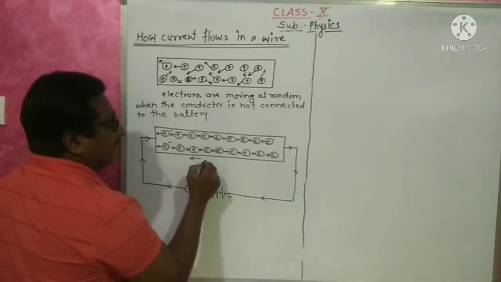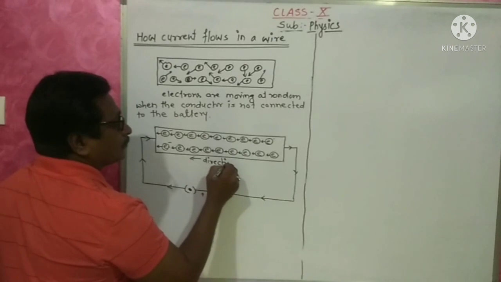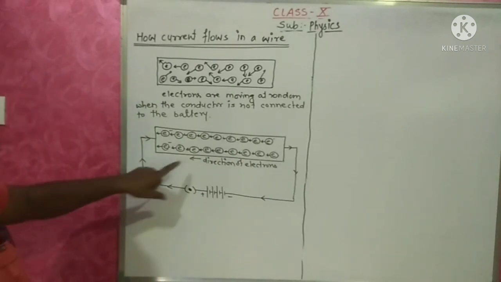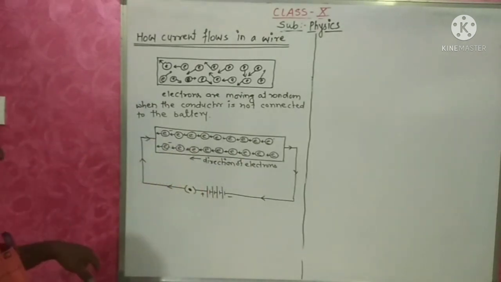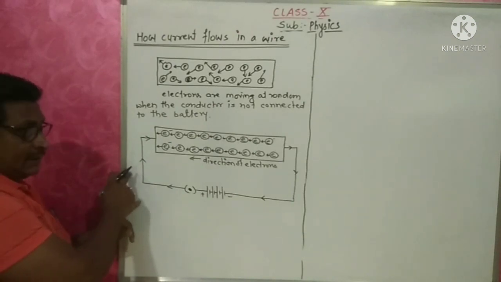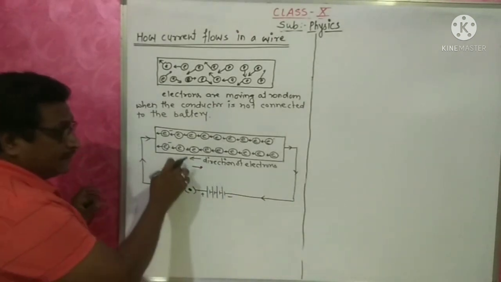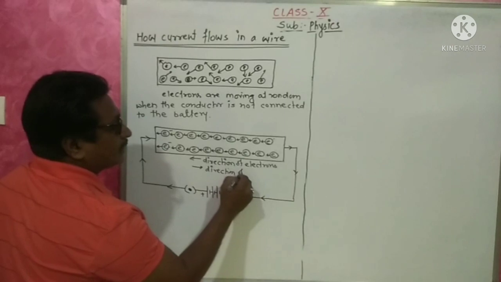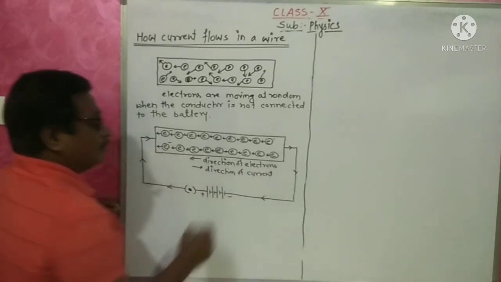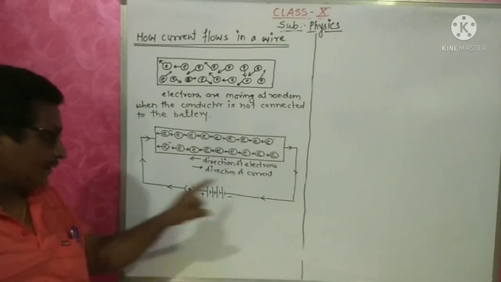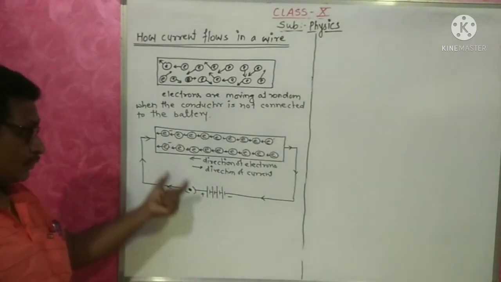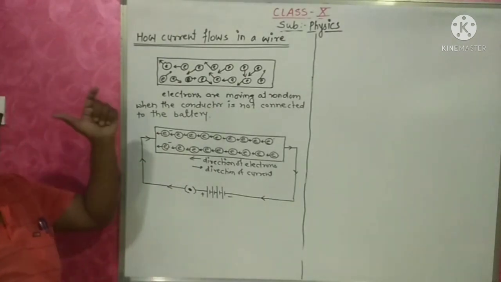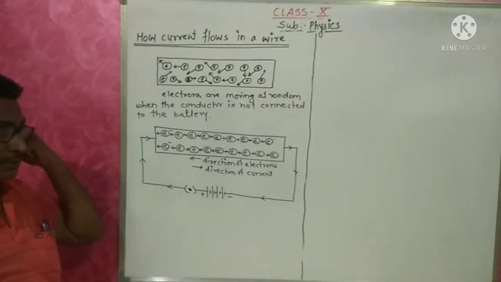So this is the direction of electrons. The direction of current is the opposite way. This is the direction of current. The direction of electrons and the direction of current are opposite to each other. When the electrons are attracted towards the positive terminal, the current flows from the positive to the negative terminal.